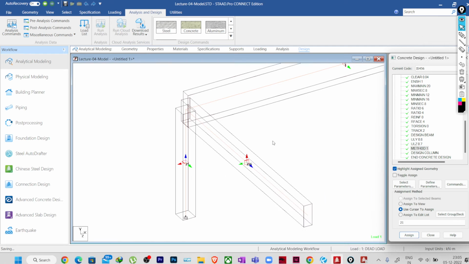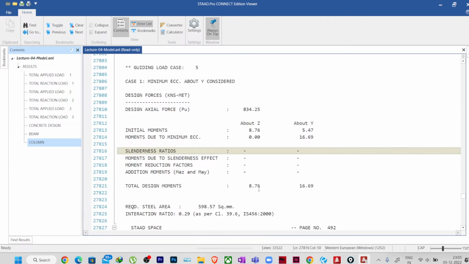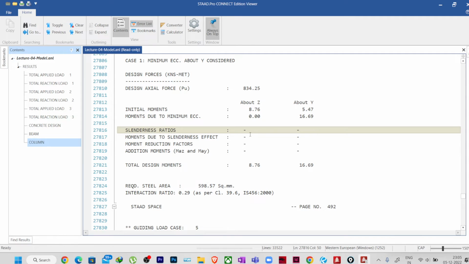Okay, so now if I just go back to the design output, the slenderness ratio, L effective by D. Here you can see the D is 300 in both cases. As we are taking the effective length ratio as 1, the L effective will be 2500 divided by 300 for both the axes. So how much will it be? We are getting 8.33, which is less than 12. So we can say that our column is not a slender column.